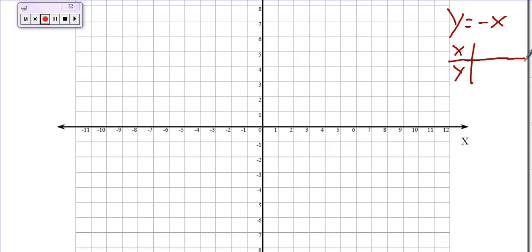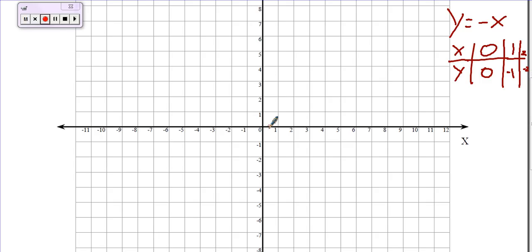What could x be? You can pick whatever you want. 0. Okay, if x is 0, y is 0. Not a trick question. This looks easy. If x is 1, y is negative 1. If x is 2, y is negative 2.